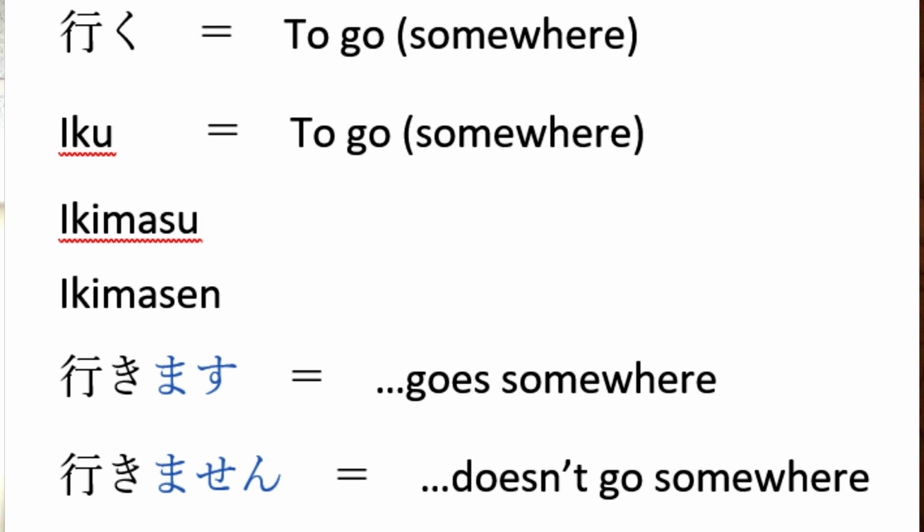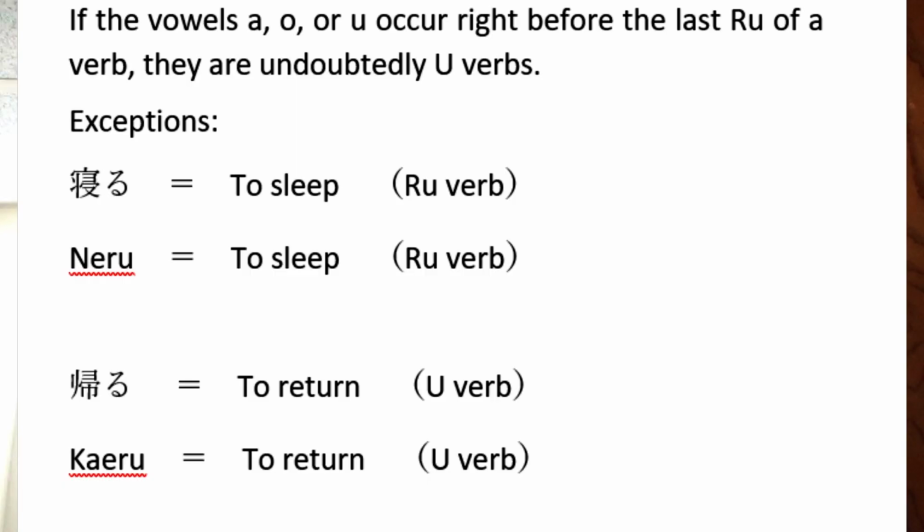It's not always easy to identify what's a u verb and what's a ru verb. If the vowels a, o, or u occur right before the last ru of a verb, they are undoubtedly u verbs. However, this does not work for i or e vowels. For instance, the verb neru, meaning to sleep, has an e before the ru and is a ru verb. On the other hand, the verb kaeru, meaning to return to someplace, has the same situation but is a u verb.